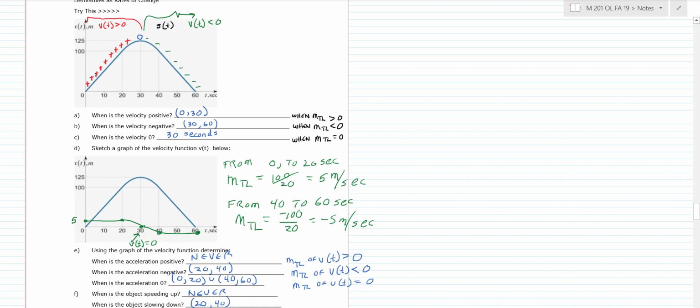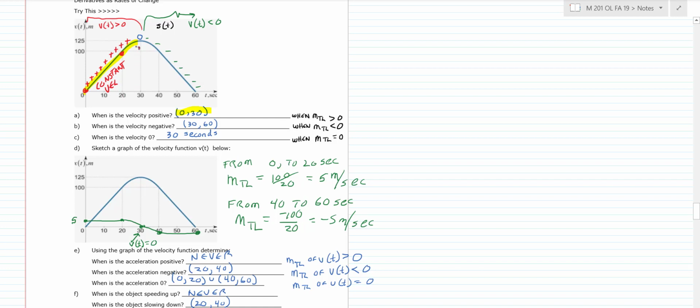There's a couple of things that are important on this. When you look at this position function, well, the velocity is positive from 0 to 30. Okay, you have a positive sloping tangent line. But one thing that happens here is from here to here, you have a constant velocity. I mean, that's just a line, so that's constant velocity, all right?